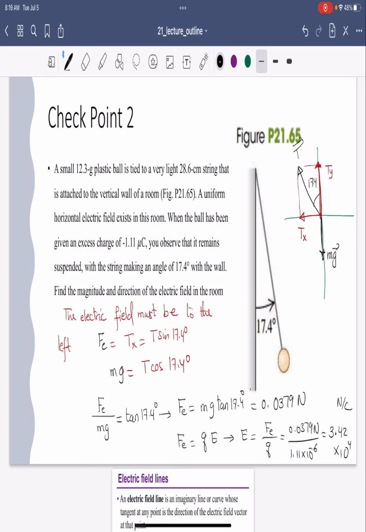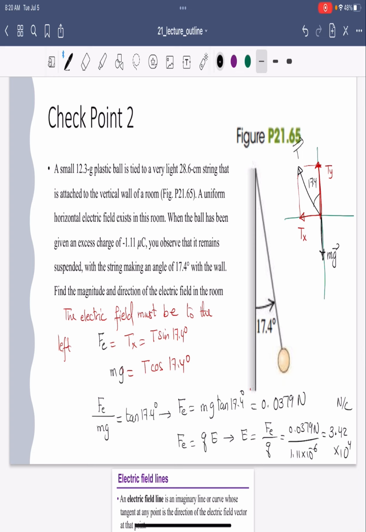12.3 gram plastic ball that is tied to a very light 28.6 centimeter string that is attached to the vertical wall of a room. A uniform horizontal electric field exists in this room. When the ball has been given an excess charge of negative 1.11 microcoulomb, you observe that it remains suspended with the string making an angle of 17.4 degrees with the wall. Find the magnitude and direction of the electric field in the room.